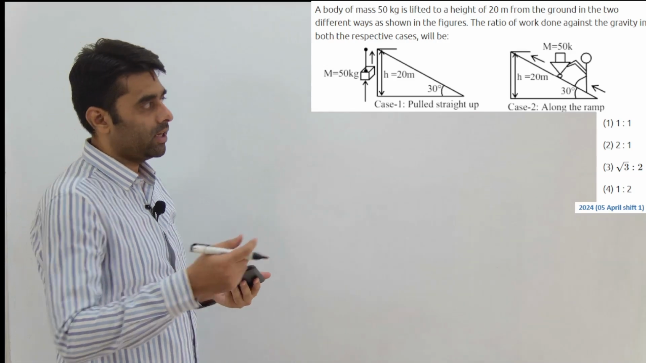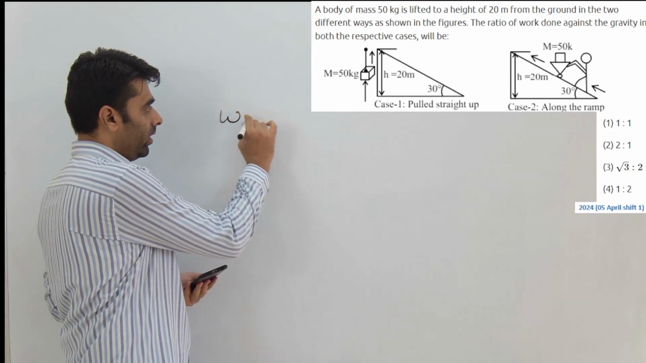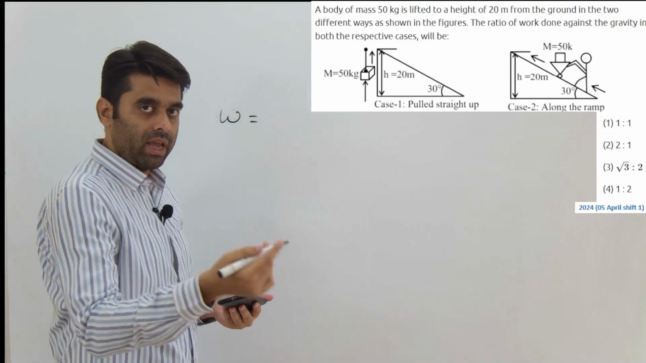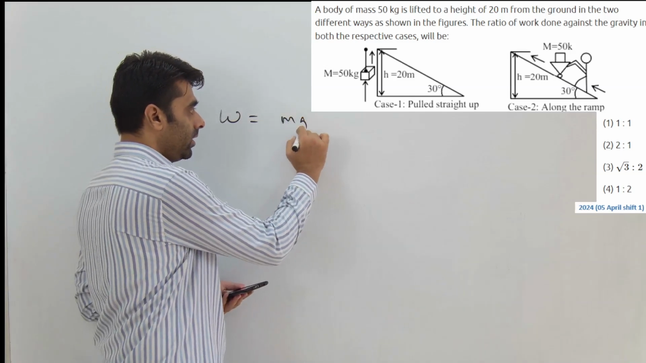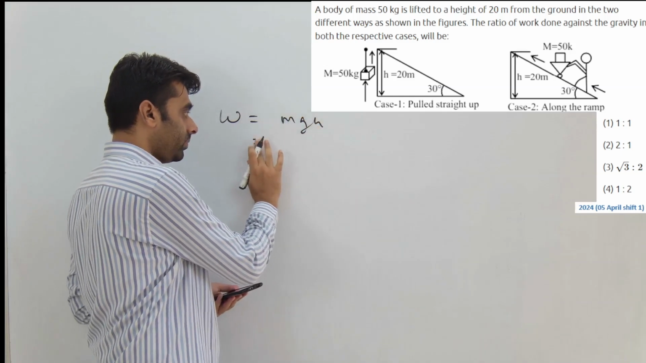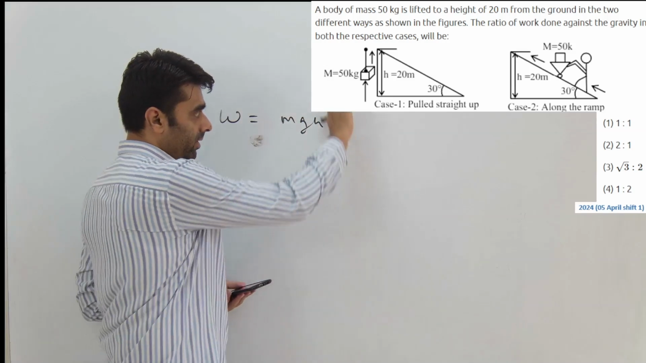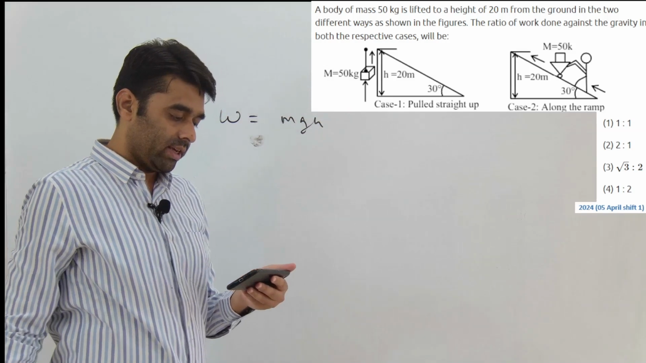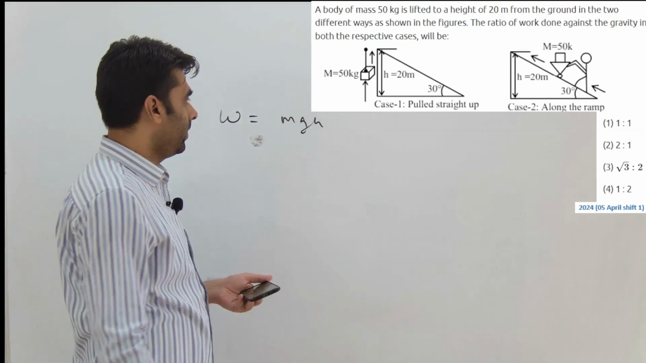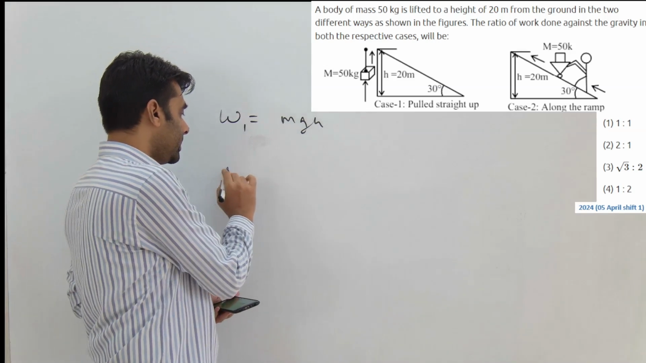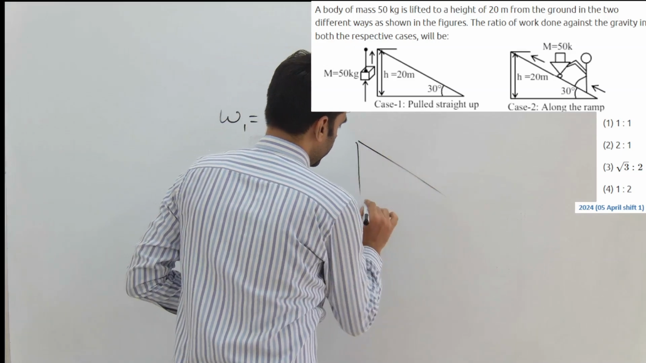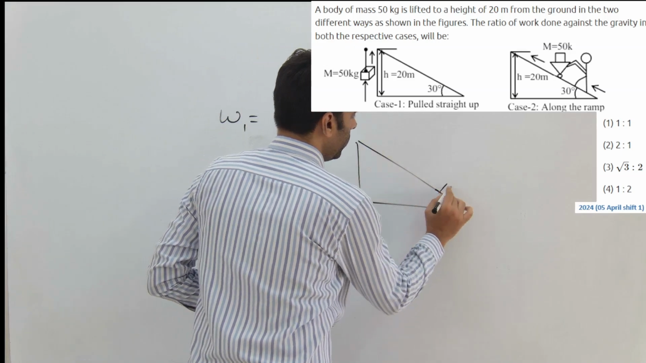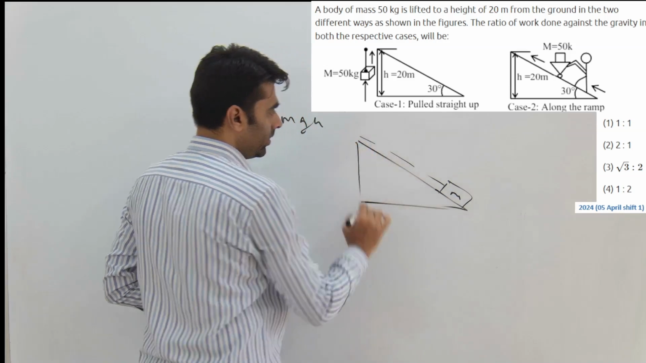Now in the first case, if I have to write down work done against gravity, it will be mg into h, right? H will be this vertical height which is given to us as 20 meter. Fine, well and good. This is the first case. Second case, if we notice, it is your incline. The block is being moved along the incline. Now over here, this is the situation.